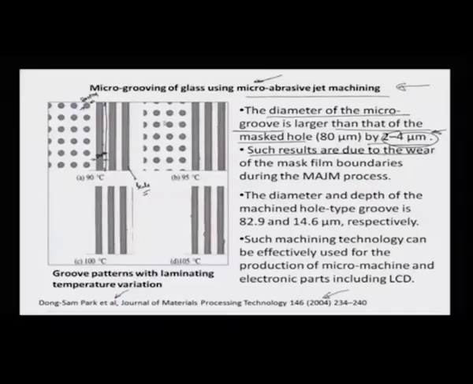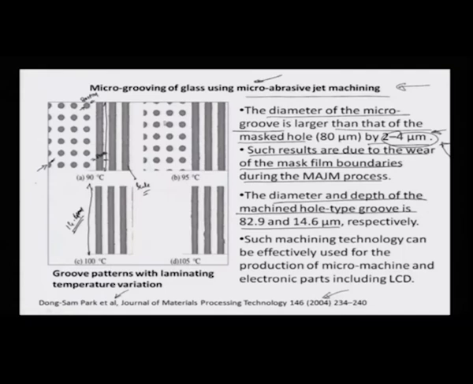Such results are due to wear of the mask films. Therefore there is an increase in the overall size of the hole because of this change in mask boundary. And of course the diameter and depth of the machined hole type groove comes out to be 82.9 and 14.6. So essentially this is a different scale. You have to remember this is about 14.6 micrometers on a much blown up or magnified scale, and this right here is about 82.9 microns on a relatively reduced optical magnification.